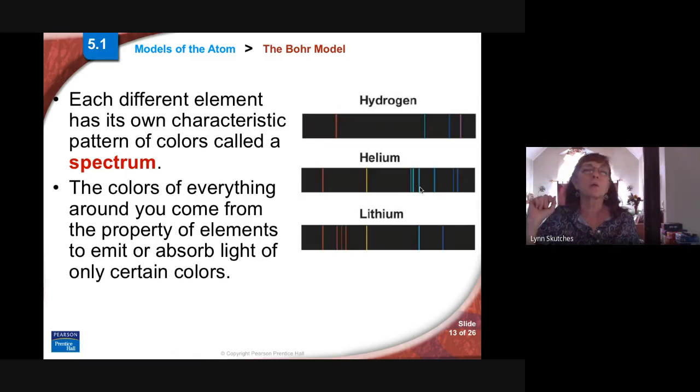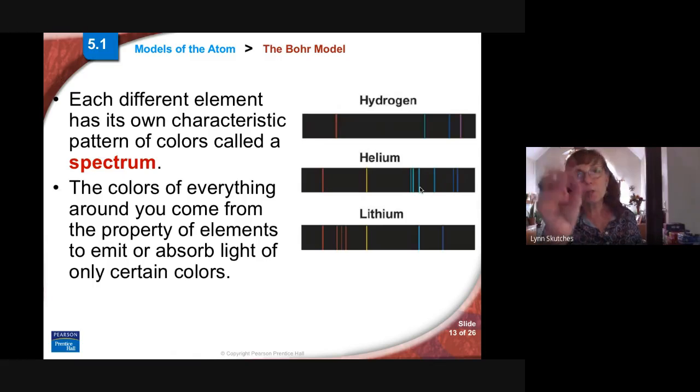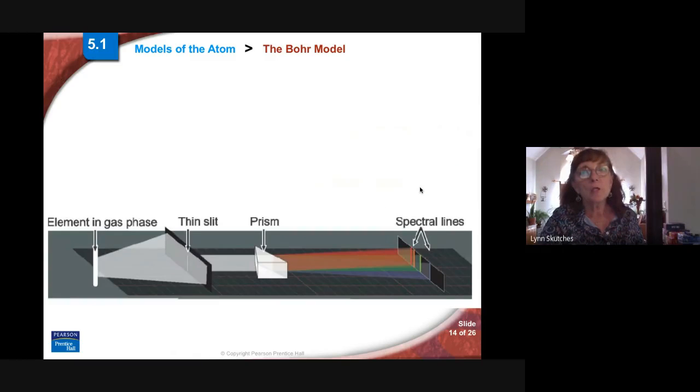We can use it to identify if there's water on the moon, because it works for compounds as well as elements. We can analyze foreign materials through spectroscopy as well. But we're just going to focus on gases and electrons right now. So how does it work?